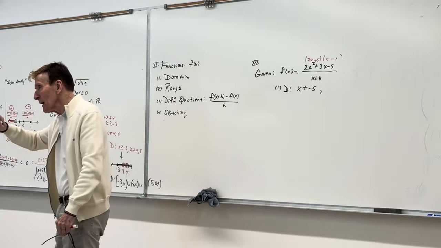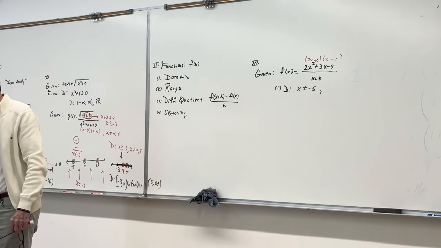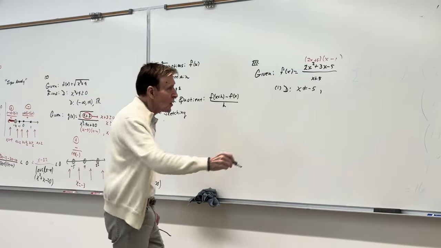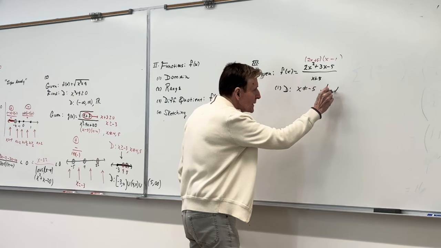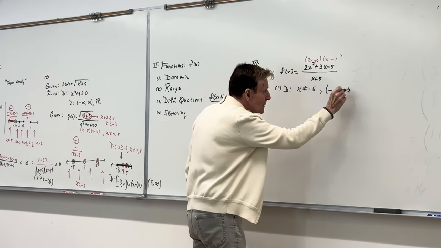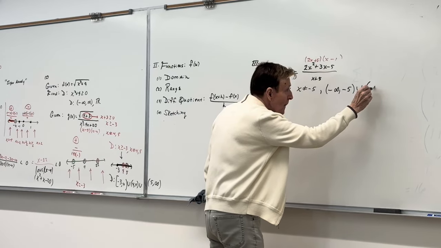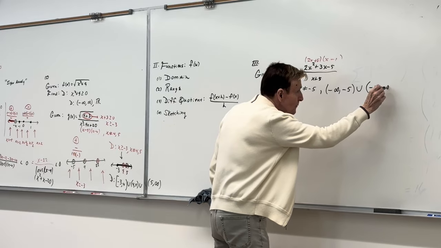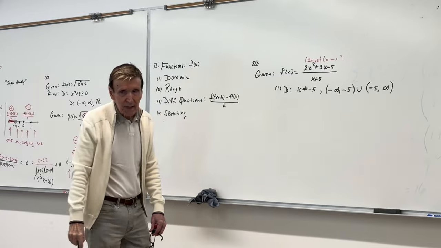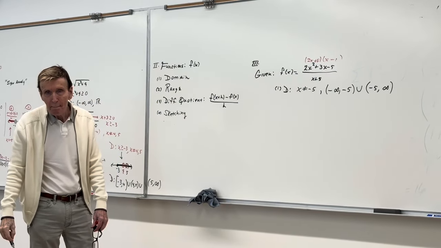You're saying x cannot be a -5. Open, negative infinity, comma, negative 5, open, union, open, negative 5 to infinity. Perfect. Said the same thing. There's my domain.